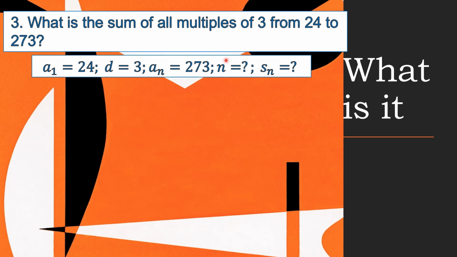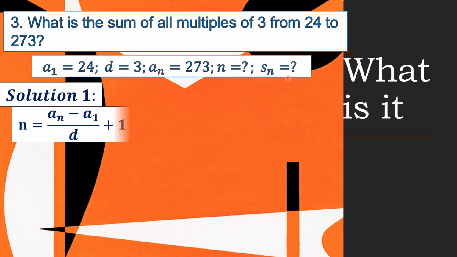Pero hindi natin alam yung value ng n kasi hindi natin alam kung ilan yung number na divisible sa 3 starting from 24 to 273. So, kailangan pa natin isolve tong n na to. At syempre, yung S sub n natin na nawawala or yung sum of all the multiples of 3 from 24 to 273. So, una natin gagawin ay hanapin natin yung value ng n.